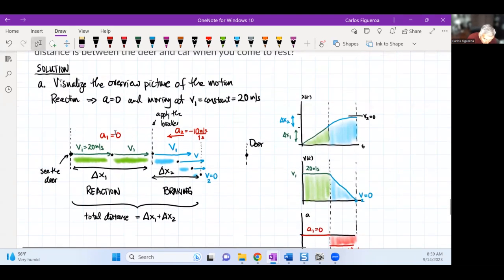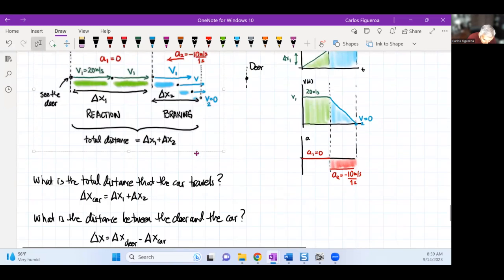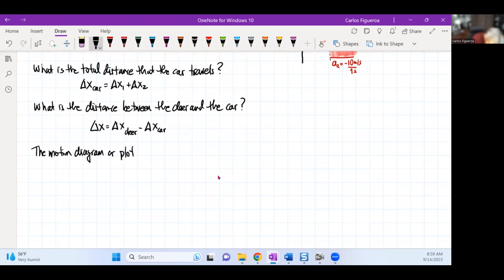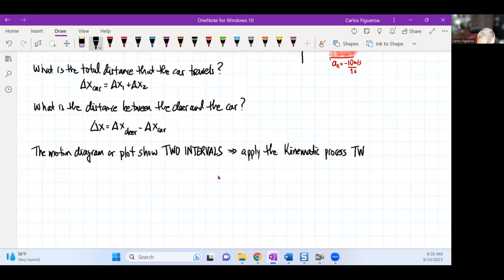So here I go. If I look at my motion diagram, which I'm going to bring down here with me, you can see that the motion diagram or plot shows two intervals, which implies I have to apply the kinematic process 2 times. Not 1 time, 2 times.